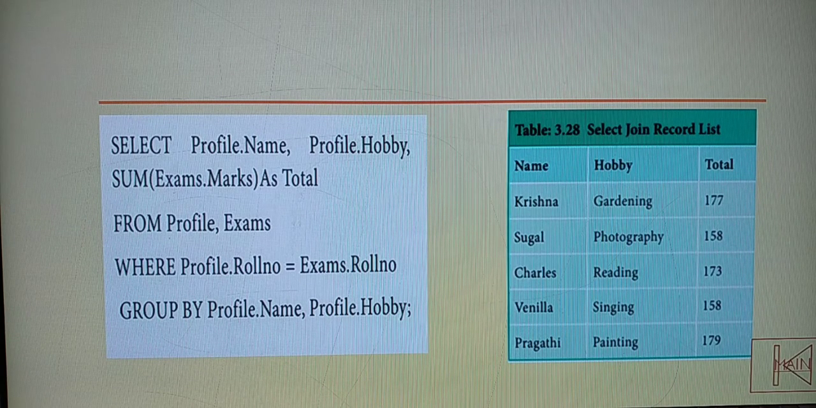So clear with the joining of the tables? How can you join? One condition must be there: both the tables must have a common field. In this example, both the tables, that is profile and exams, have the roll number as their common field. So clear with this simple example for joining a table? Yes, now we can continue with the next one.